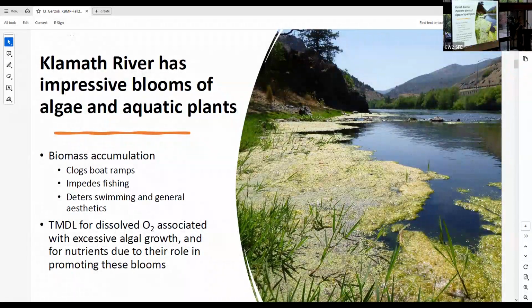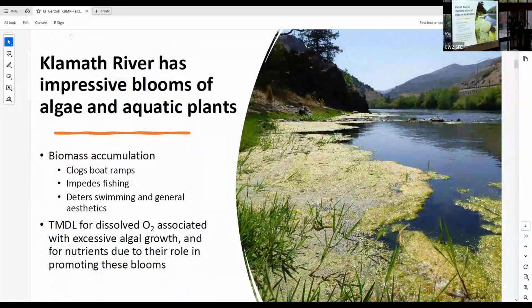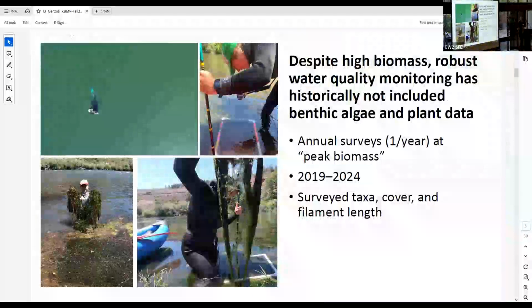And it deters the way that we interact with the river. Very few of us want to go swimming in the river when it looks like that. And so there's a lot of ways that it affects the way we as humans interact with the river and can really limit the way that we interact with the river. There's also TMDLs on the Klamath River for dissolved oxygen, and that's directly associated with excessive growth of algae. We also have TMDLs for nutrients due to their role in promoting these algae blooms. So it's really central to a lot of the water quality concerns on the Klamath River.